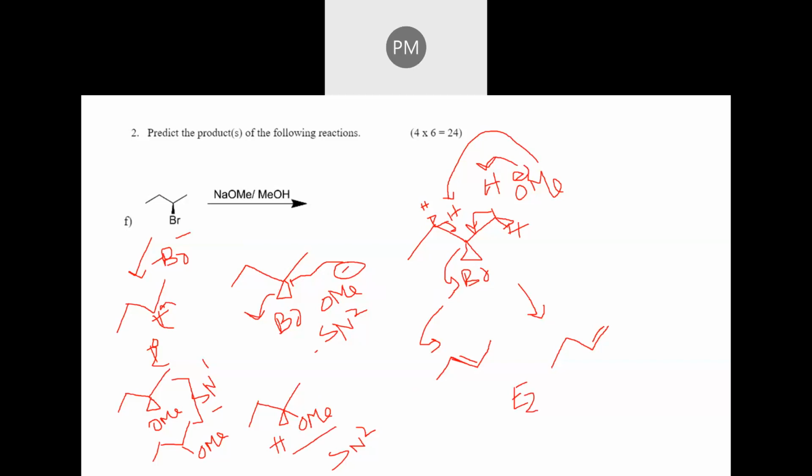For the E2 product, our hydrogen should be anti-periplanar to that leaving group. So this hydrogen is anti-periplanar. The OMe minus abstracts this hydrogen, so this will be a double bond, and Br is leaving out. So one product will be like this, and for the next product, OMe minus abstracts this hydrogen and the bonding electrons come here. So this becomes a double bond and Br is leaving out. So the product will be like this.